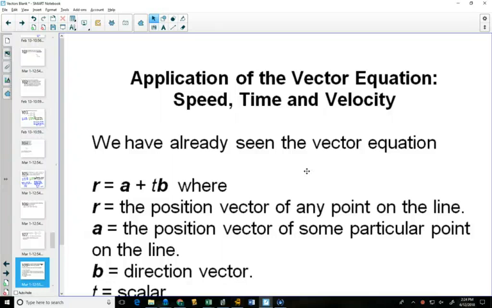We are on page 52. Applications to speed, time, and velocity.